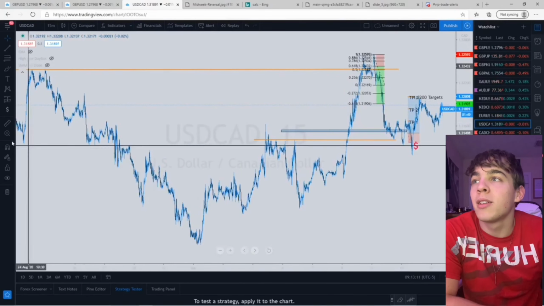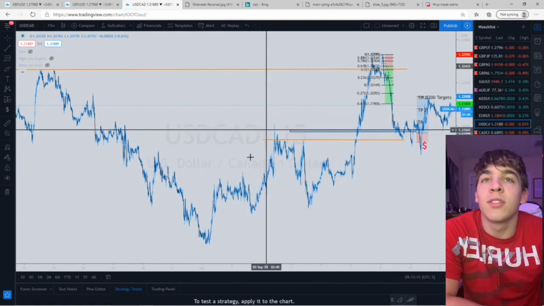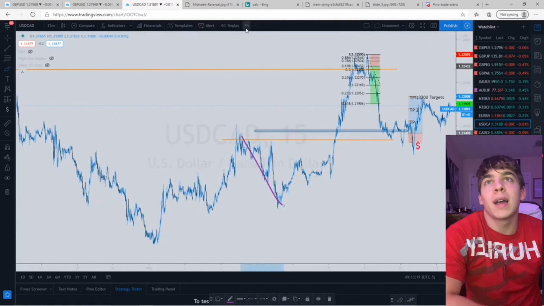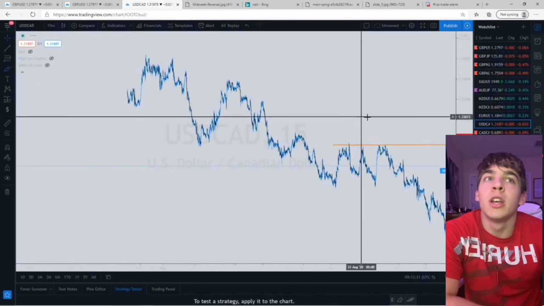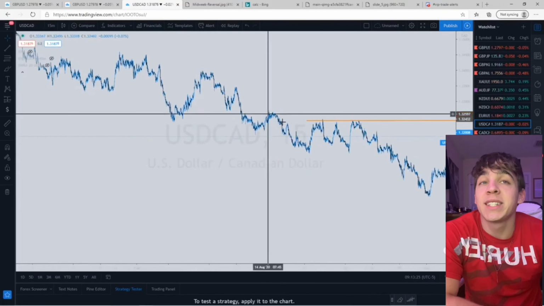So if we identify this low and we measure this, we can see that this was about 7 days of consistent upside movement. Now, of course, every now and then you're going to have a pullback like that, but that's in any market condition. Even if we come back here and we look at UCAD, you can see that for the most part, we have been consistently moving down.